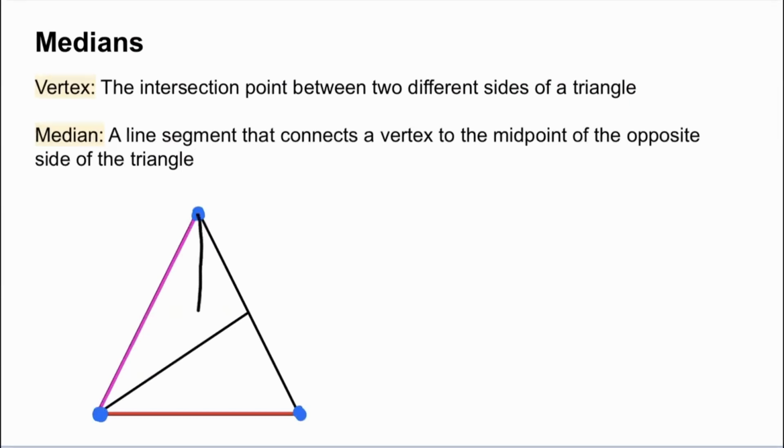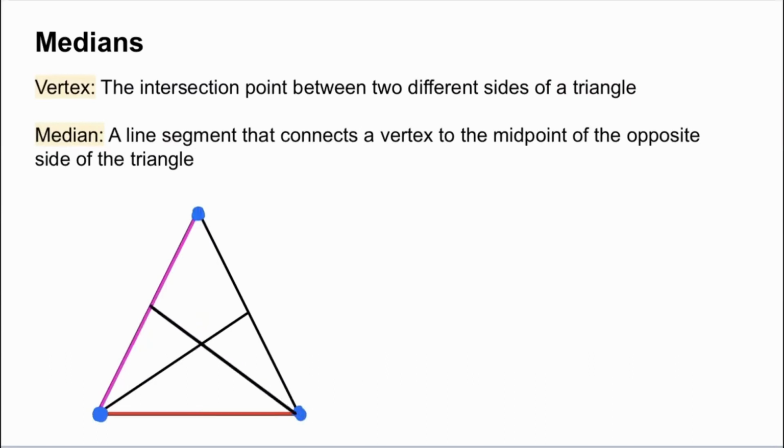So we can draw a median down here, and we can draw a median from this blue point up here. It's obviously not drawn to scale. To draw a median, you would normally use a compass, and I don't have that right now, but this is what a median is. It will divide the triangle into however many parts there are medians. So if there's 1 median, there will be 2 equal parts. It's like a 2 to 1 ratio.